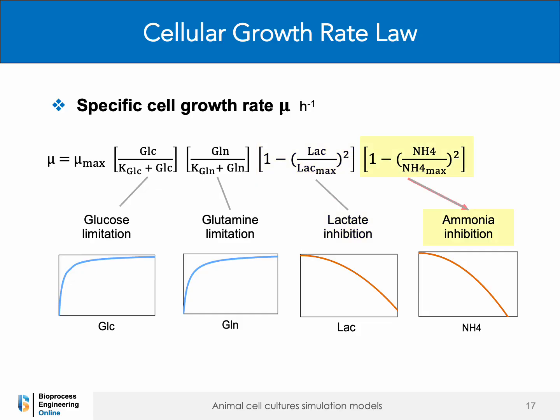Finally, the fourth correction factor represents ammonia inhibition. It has the same mathematical form, 1 minus NH4 divided by NH4 max, squared. Here, NH4 max is the ammonia concentration at which growth stops completely. By combining these 4 factors, the model captures how nutrient depletion and the accumulation of inhibitory metabolites progressively reduce the specific growth rate during the culture.